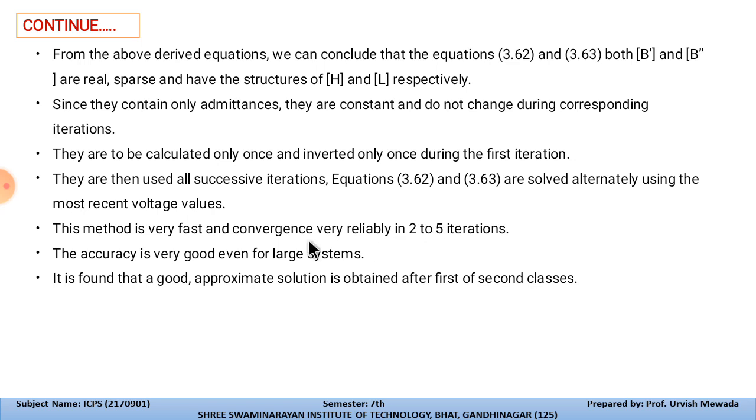The accuracy is very good even for a large system, because as I already explained in the previous slide, it performs the iterations separately whenever the system starts. So even if the system needs more iterations, the accuracy is very good for the large system. And it is found that a good approximate solution is obtained after the first iterations of the second classes. So this is how we can solve the DLF and FDLF methods.